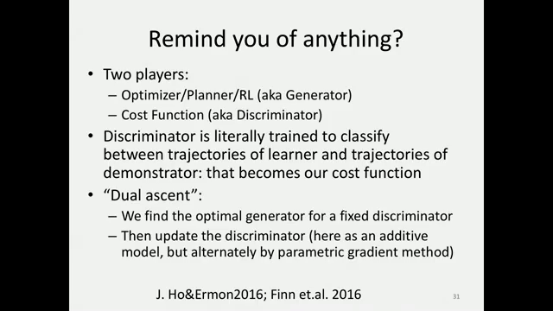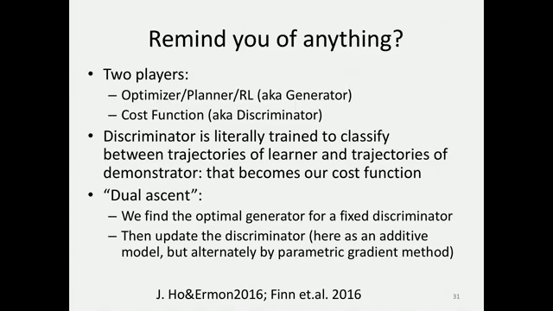Okay, so this might remind you of some things, which I think is particularly interesting. A way to think about this is that it's a two-player game where one player is the optimizer or planner or reinforcement learning algorithm, okay? And it's always trying to find the optimal policy given the current cost in the world. The other player is a cost function, and it's trying to tell the difference between the human, the expert demonstration, and what the planner wants to do right now. And this may remind you a lot of things like energy-based models or generative adversarial networks.